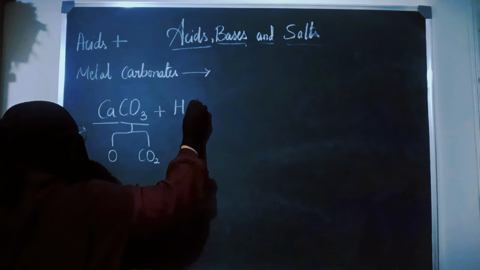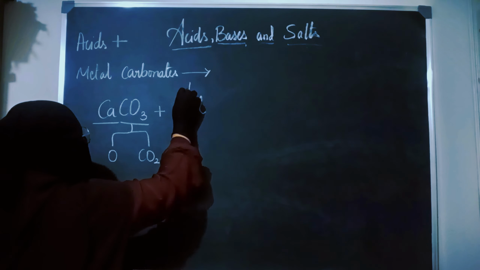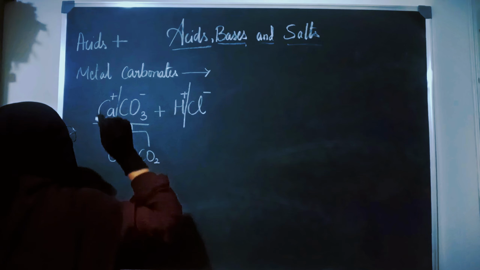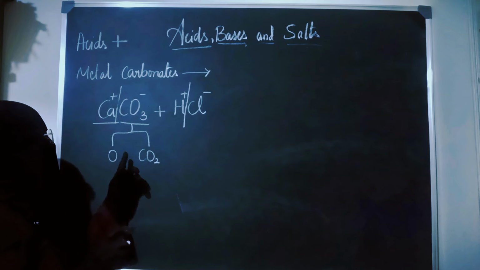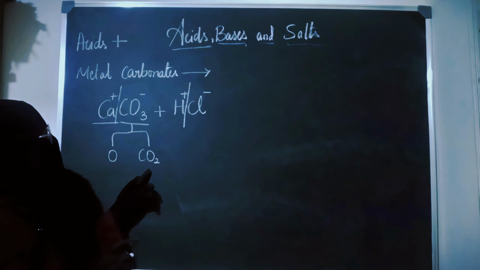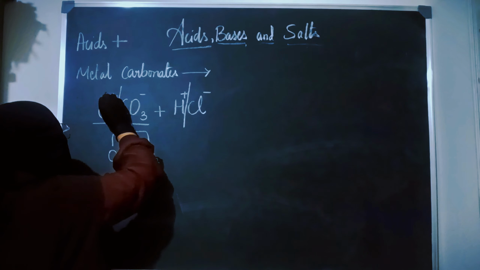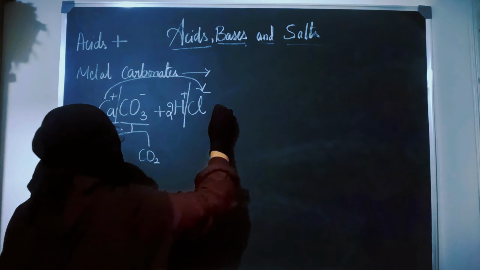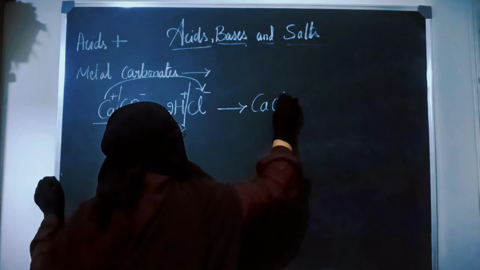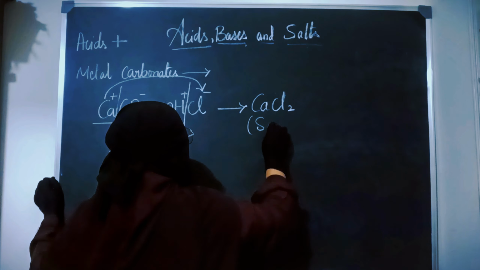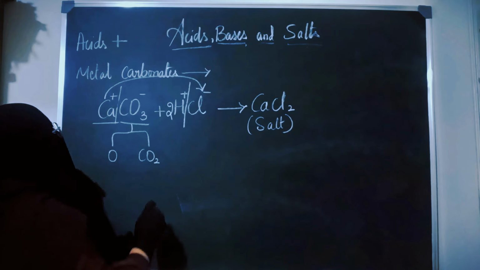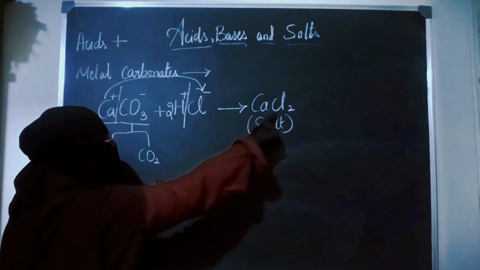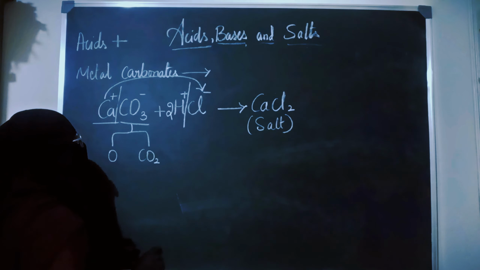If I make this compound react with HCl, I can dissociate this as H plus and Cl minus, and this as Ca plus and CO3 minus, wherein CO3 will dissociate into O and CO2. Now the cation of this compound will react with the anion of this compound. So what will happen? I will see that CaCl2 will be formed, which is a salt. Simply, the cation of this compound reacts with the anion of this compound, leading to the formation of a salt called calcium chloride.